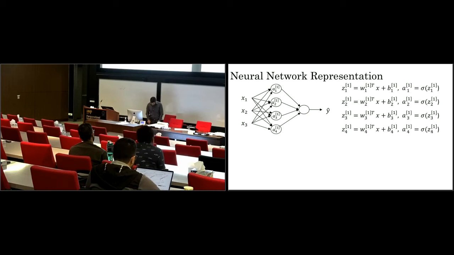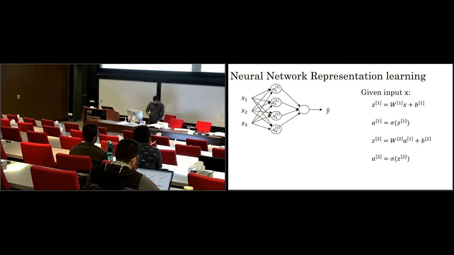And here I have written it slightly more neatly, but this is what we are doing. For Z1, we have W1 transpose times X plus B1, and then for A1 you just take the activation function of that Z1. For Z2 you have W2 transpose times A1 plus B2, and then you take the activation of that and so on. Okay, and then you just collect them, and that's it.